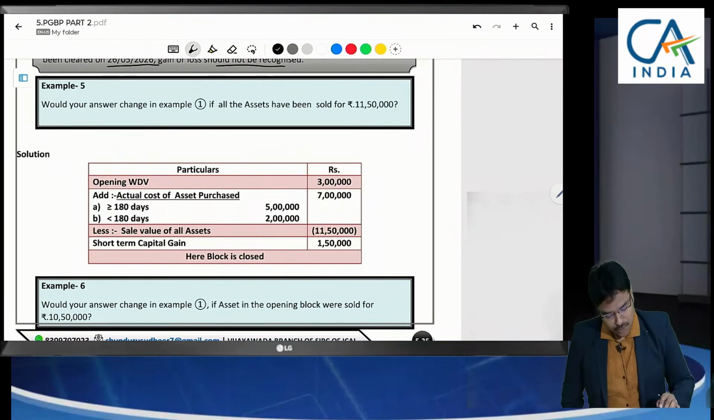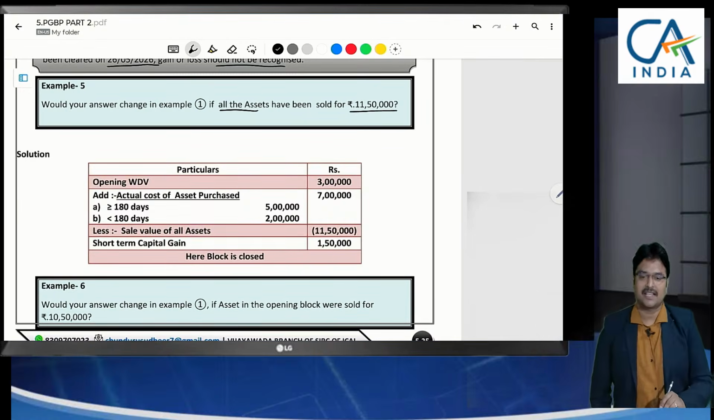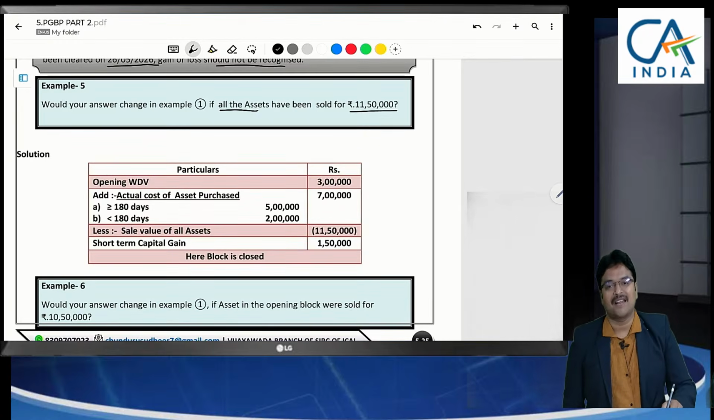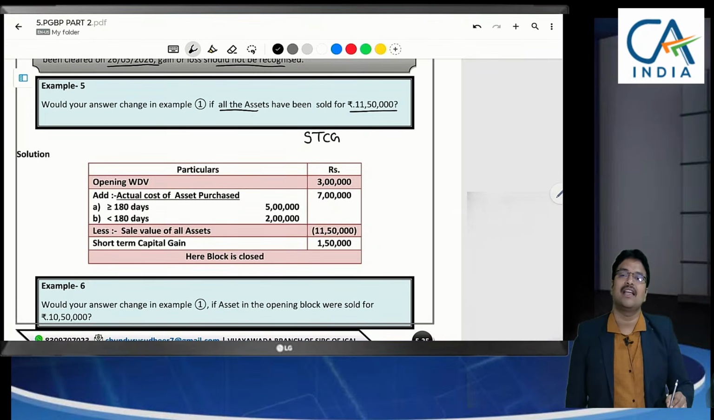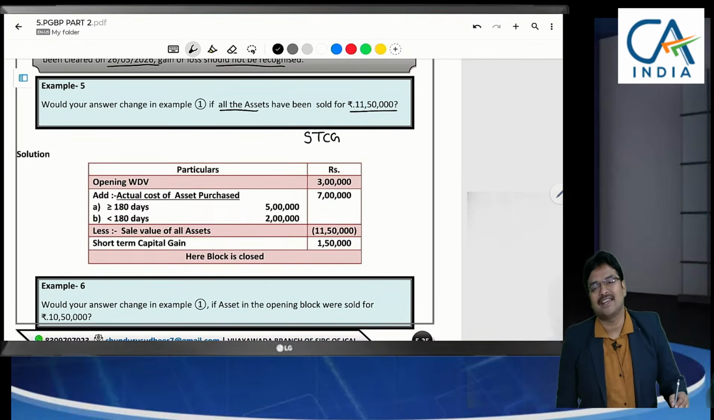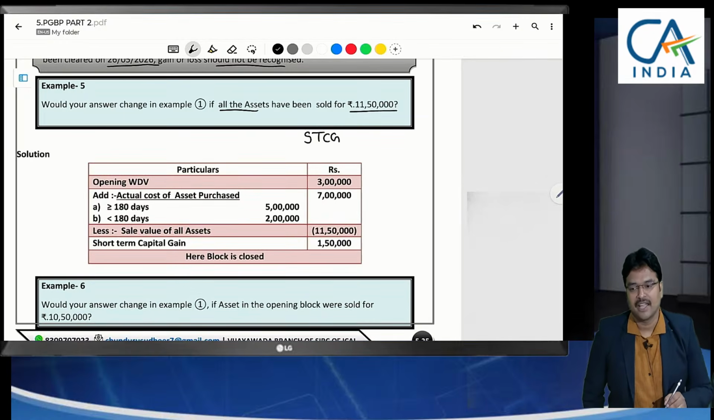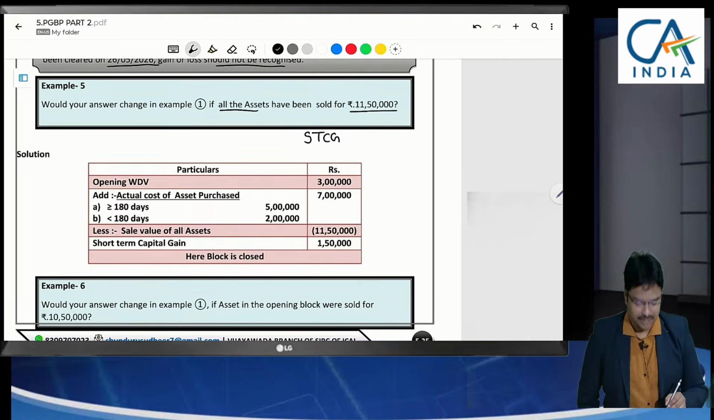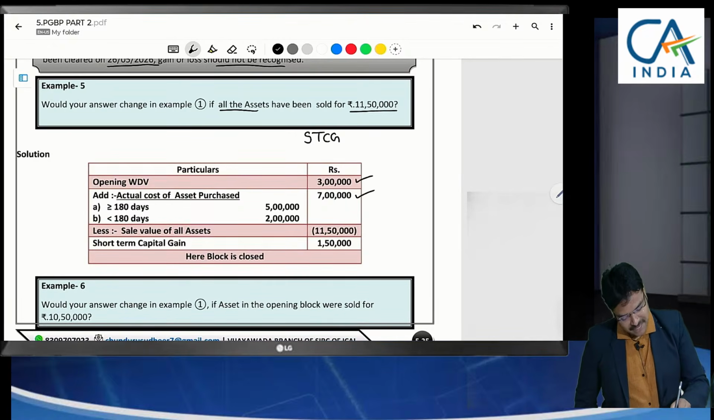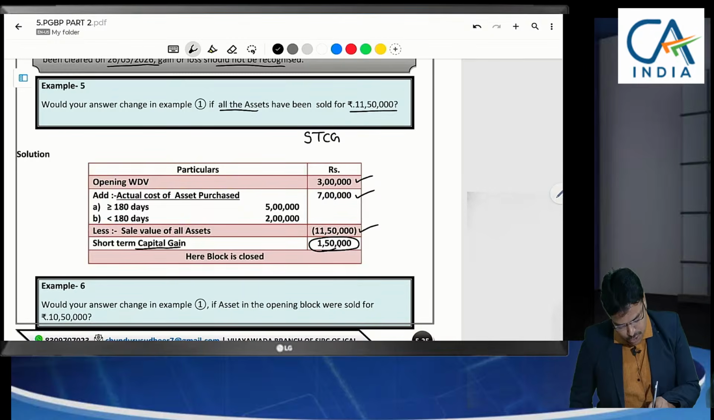Let me continue. Would your answer change if all the assets in the block were sold for 11,50,000? Here comes the case. Since it was a capital asset, the gain arising is taxable as short-term capital gain exclusively. There is no concept of long-term capital gain in this case. Always this has to be treated as short-term capital gain whenever the gain arises. Whenever the loss arises, it has to be treated as short-term capital loss only. Gain is short-term capital gain, loss is short-term capital loss. So 3 lakhs, addition 7 lakhs, sale value of all the assets 11,50,000. Hence this 1,50,000 will be called short-term capital gain.